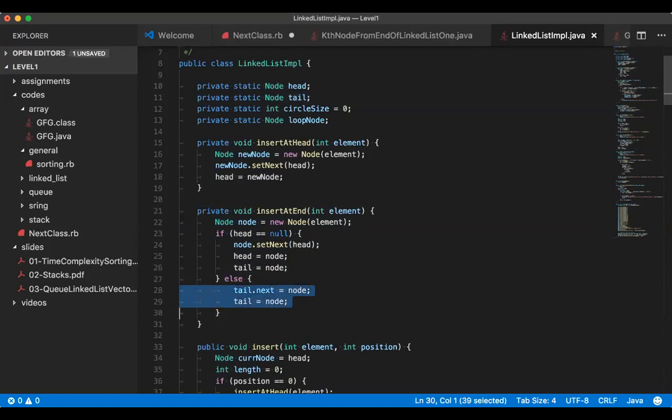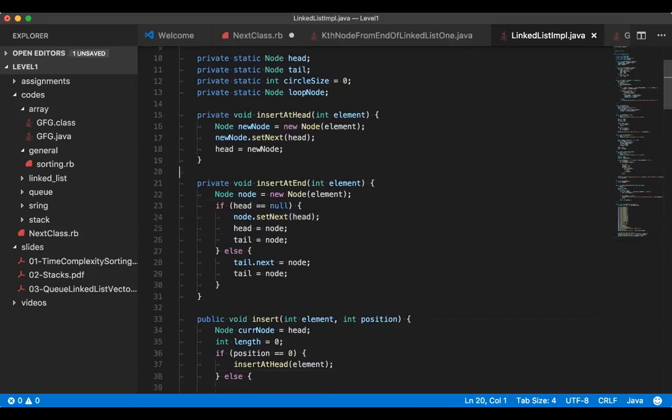Yes, Praveen. So tail dot next is equal to the new node which we just created. If no node exists, you handle that case as well. So if head is null, then set node dot next equal to head, and head equal to node, tail equal to node, which is also correct. We have to handle both the cases. Now you people are improving. You're trying to handle all the cases, which is good.